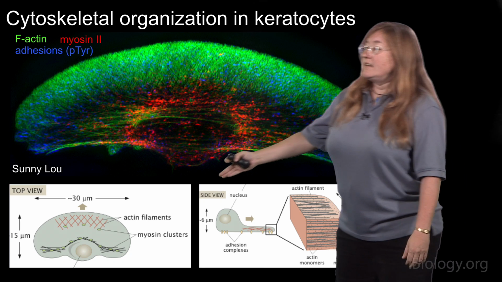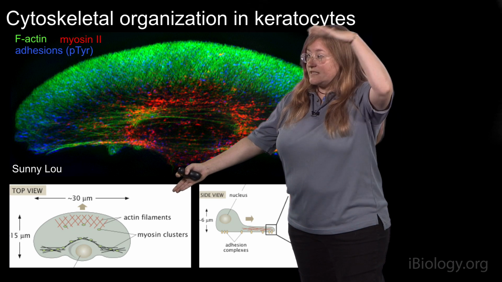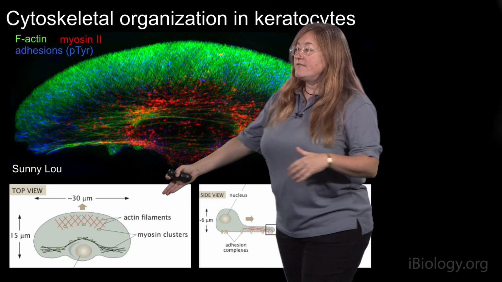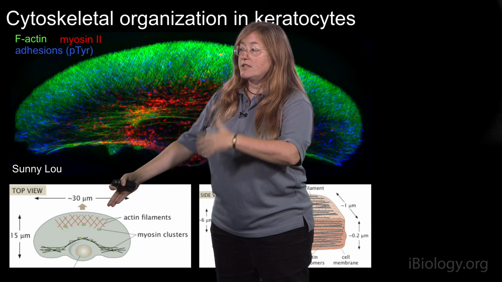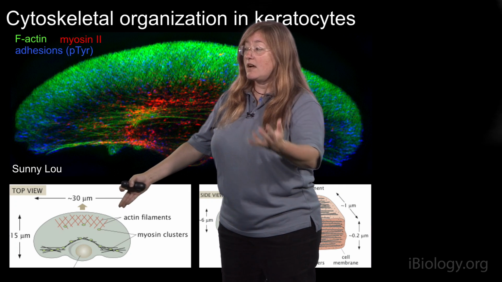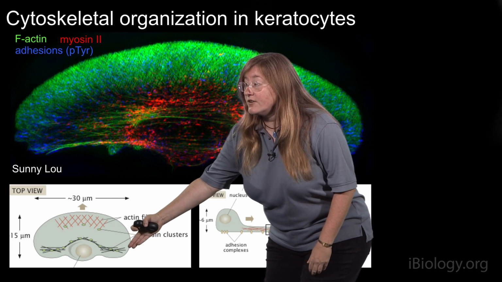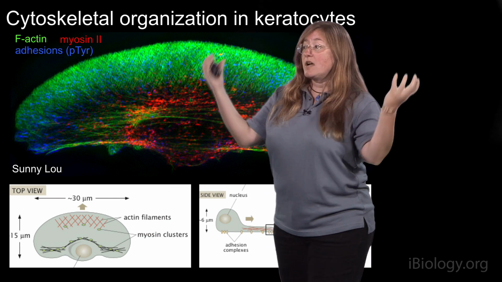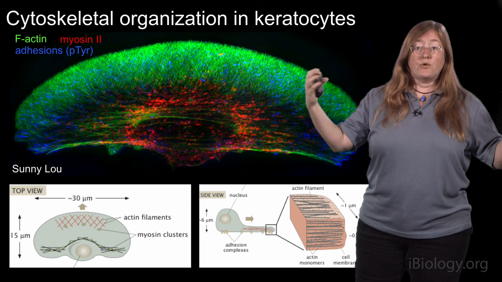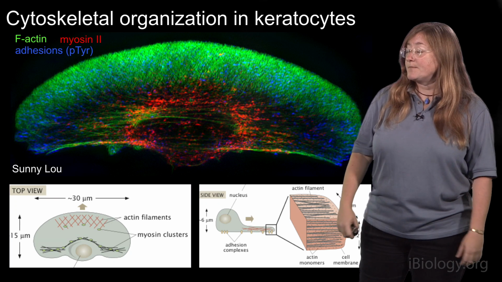And diagrammatically, shown down here, looking at the cell from the top, you can see the actin filament branch network is primarily oriented towards the front of the cell. And then in the back of the cell down here at the bottom, you can see the filaments have become rearranged to form these parallel bundles that are being organized by the myosin.